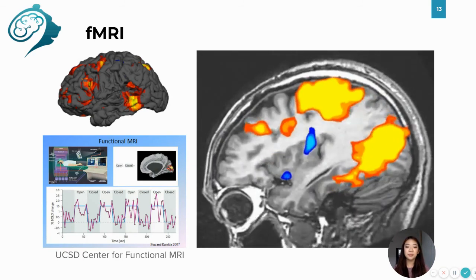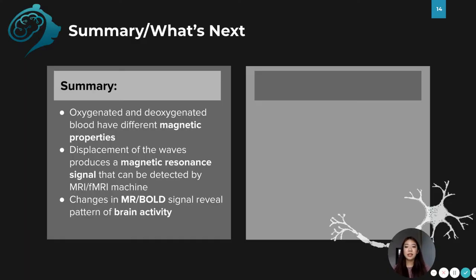To summarize this lesson and the last one, remember that oxygenated and deoxygenated blood have different magnetic properties. Specifically, oxygenated blood has a stronger signal than deoxygenated. And also the displacement of the waves that produce an MR signal can be detected by the MRI or fMRI machine. Those changes in the signals reveal the pattern of brain activity that we're interested in.